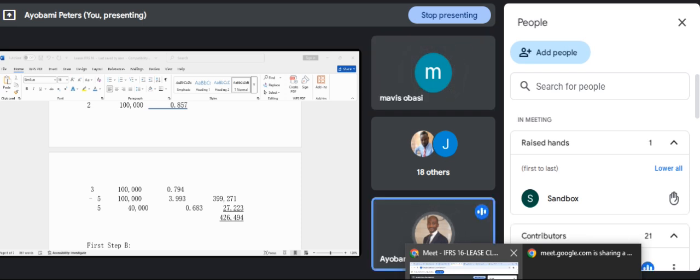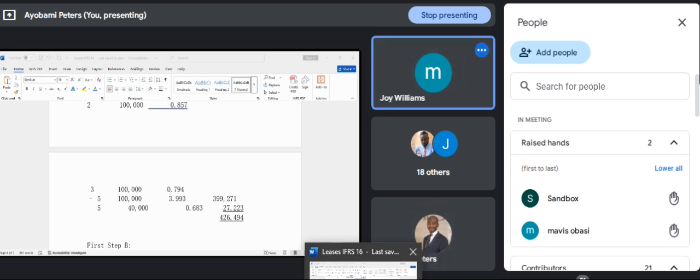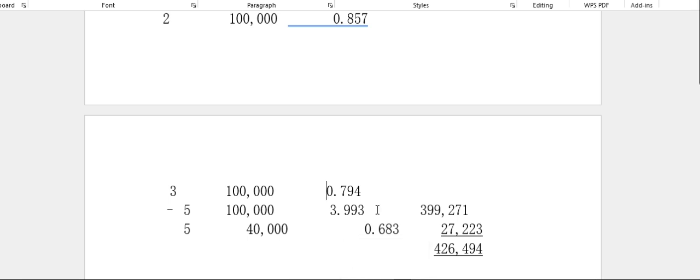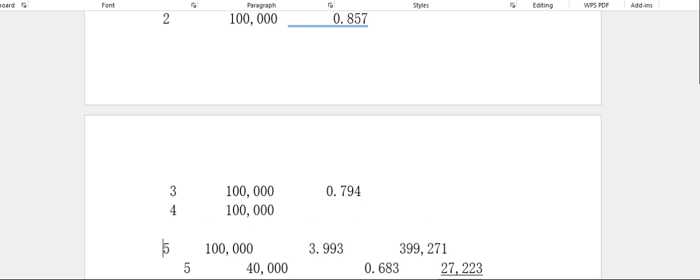Mavis, go ahead, ask your question. No, I'm not asking a question. I just wanted to say there is also a shortcut to calculate this discount factor, which is far simpler and shorter than the longer way we are going. That is using annuity, right? No, for discount factor, not annuity. That is where you will use the annuity. Yes. Thank you. We will still use it here. Don't worry. Okay, sir.